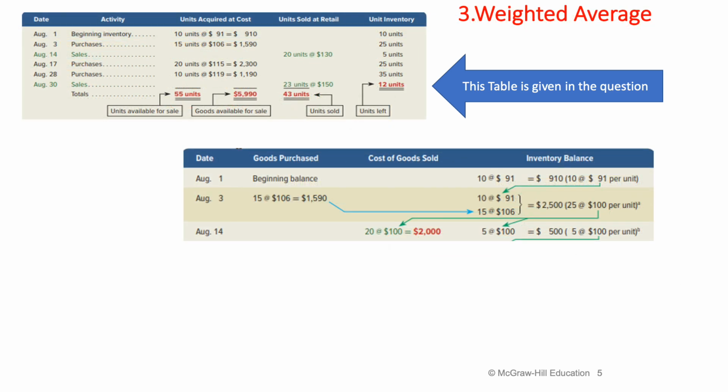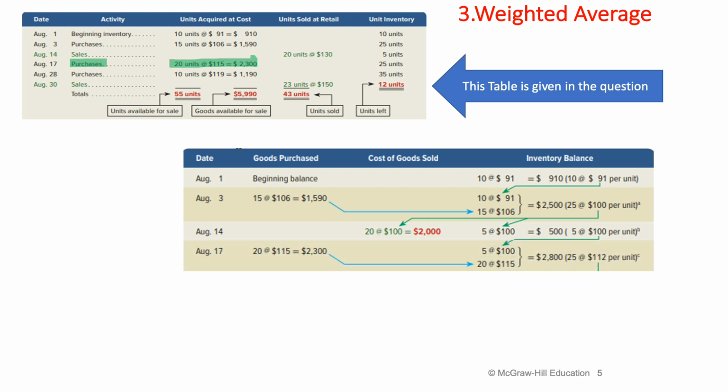Now let's move on with August 17. In August 17, the company did purchases. They purchased 20 units and each unit cost them 115. So I'm going to record it here on the table. I'm going to write August 17. And of course, because this is purchases, I'm going to record my purchases in the goods purchased column. So I'm going to say 20 multiplied by 115.